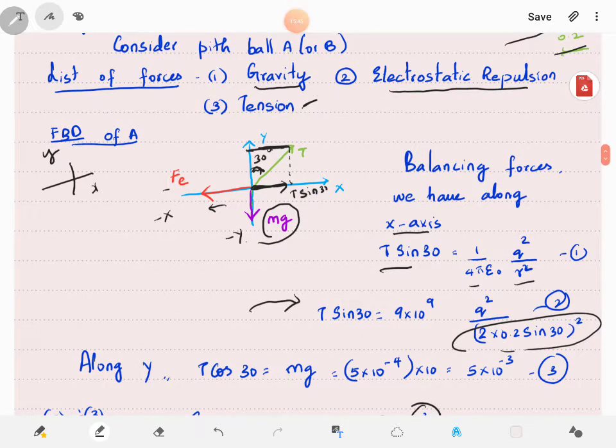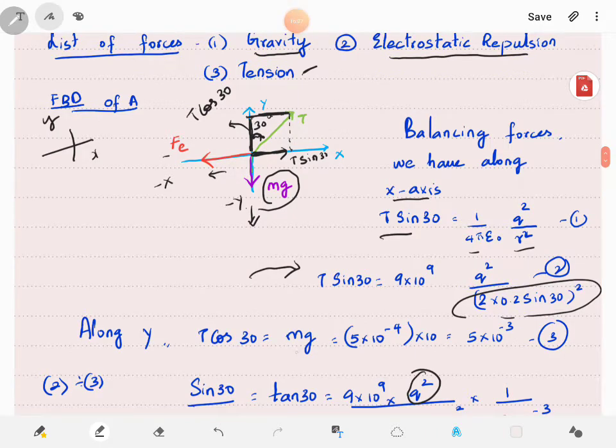Similarly, one can do the same exercise along the y-axis. Balancing along the y-axis, we see that along the y-axis there is a component of tension, which is this particular length. That's going to be T cos 30 along the positive y-axis. Along the negative y-axis, we have mg, which is the gravitational force acting vertically downwards.